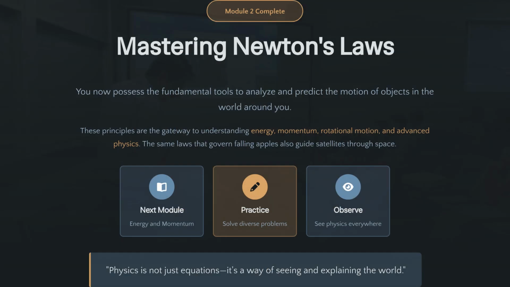You have now mastered Newton's laws and possess the fundamental tools to analyze and predict motion. These principles are the gateway to understanding energy, momentum, and advanced physics. Keep practicing, keep observing, and remember that physics is a way of explaining the world.